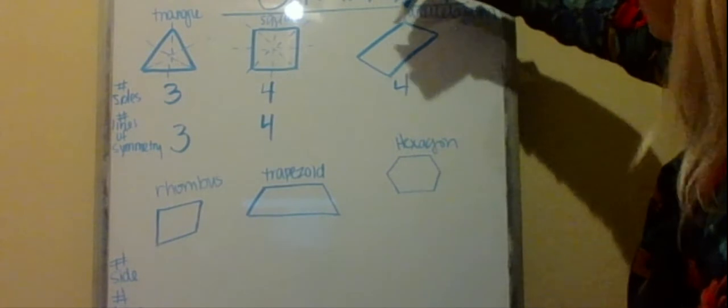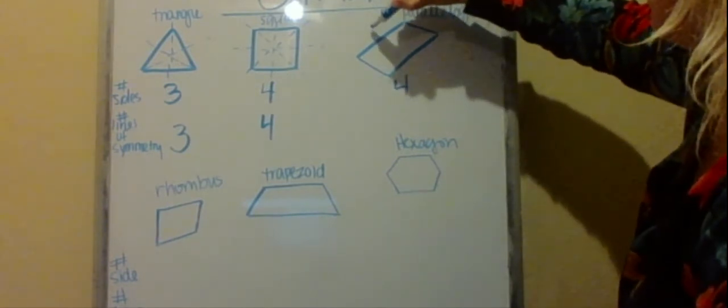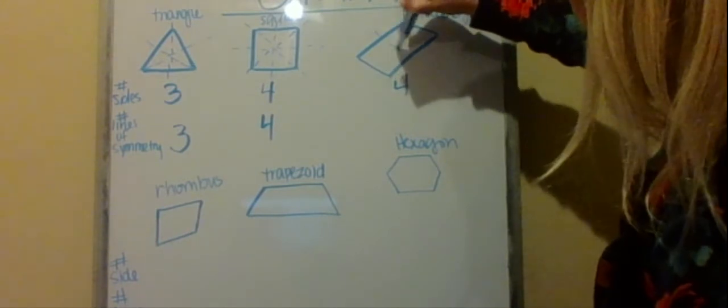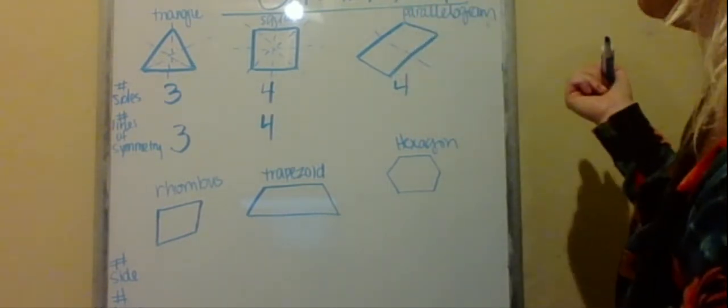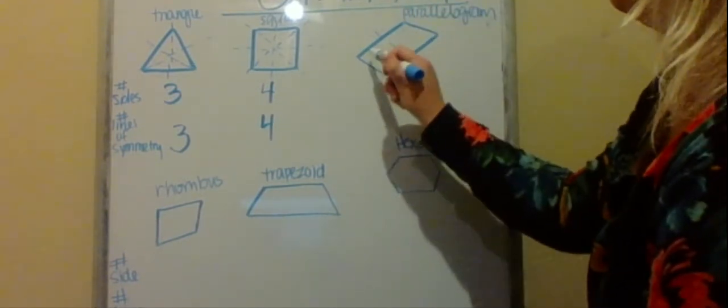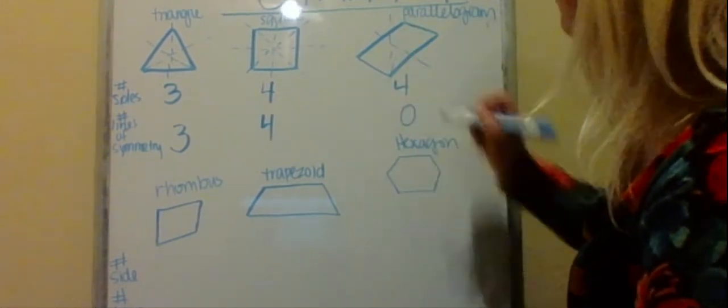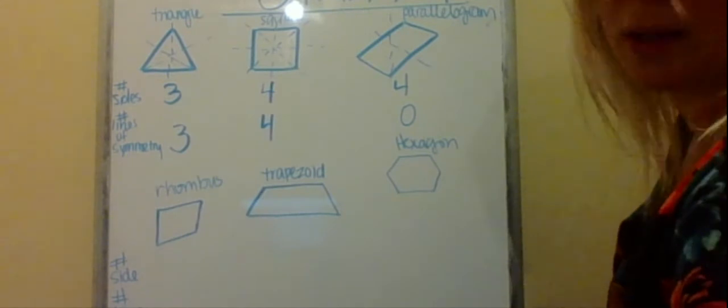If I cut it across, they wouldn't be the same. And up and down wouldn't be the same. So there is 0 lines of symmetry with a parallelogram. Let's take a look at a rhombus.